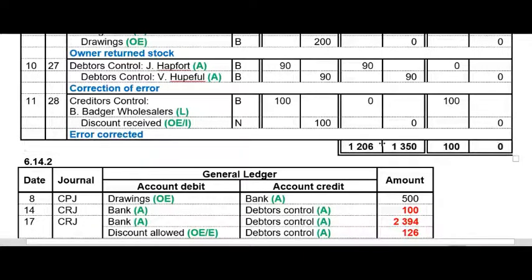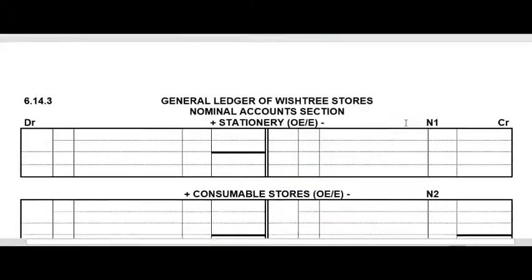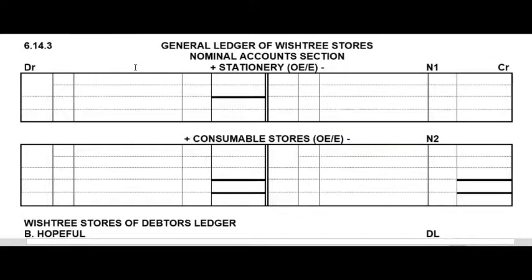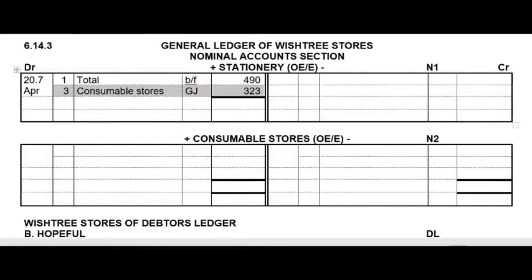Okay, and then the last thing, I'm quickly going to run through this, that they wanted you to do is to record or post to the stationery and consumable stores accounts. Both of them are expenses that increase on the debit side, decrease on the credit side. So let's look at stationery first. The opening balance was given to you as 490. Remember, it's total brought forward because it's in the nominal account section. Then on the 3rd, we debited stationery in the general journal. Okay, and the contra account was consumable stores. So you write that in there and then you just total stationery as 813 Rand.